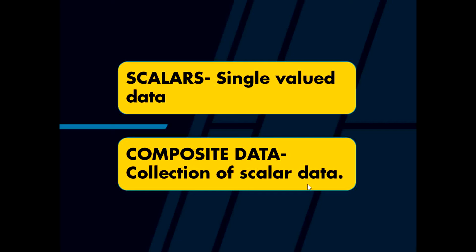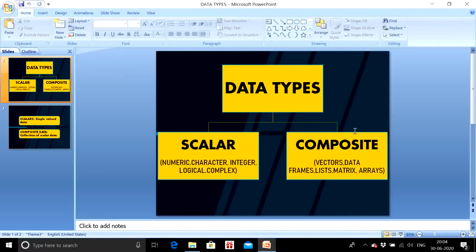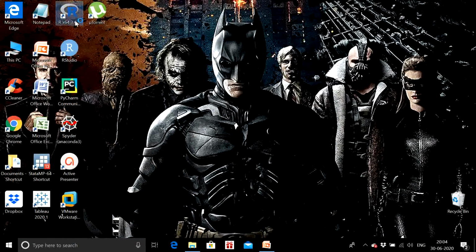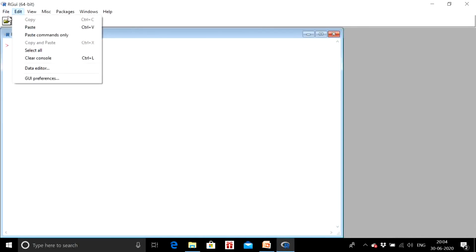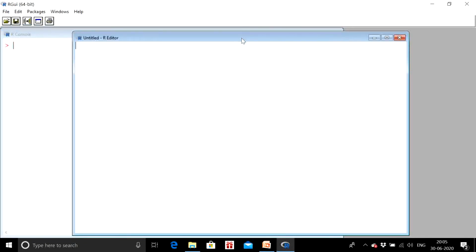Now they become composite data when these scalar data are collected and given a structure, basically to form different tables. In the case of R, it can be called a data frame, or we can arrange it in the form of vectors or matrices. So basically the composite data contains a collection of scalar data. Since we are going to be focusing on scalar data types in this session, let's discuss that. Let us head straight to the R console. This is how you open the R editor. Now let me discuss the different data types one by one.